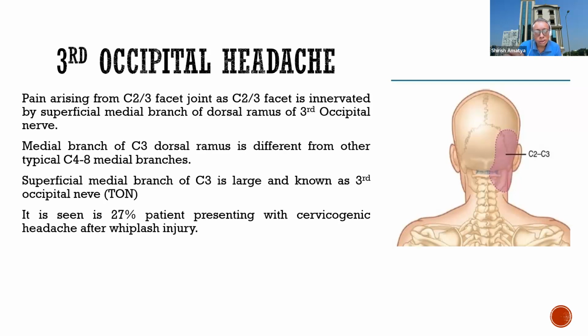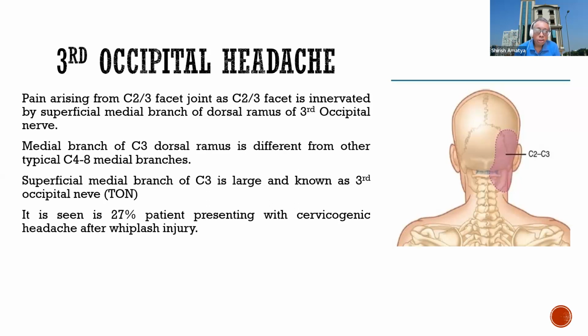But this C3 or third occipital nerve doesn't supply two facet joints. It only supplies one facet joint. It supplies the C2-3 facet joint, and without supplying the C1-2 facet joint, it ascends upwards and lies in between the inferior obliquus capitis and semispinalis capitis, and then it again moves forward. It pierces the semispinalis capitis and supplies the occipital area of the head.